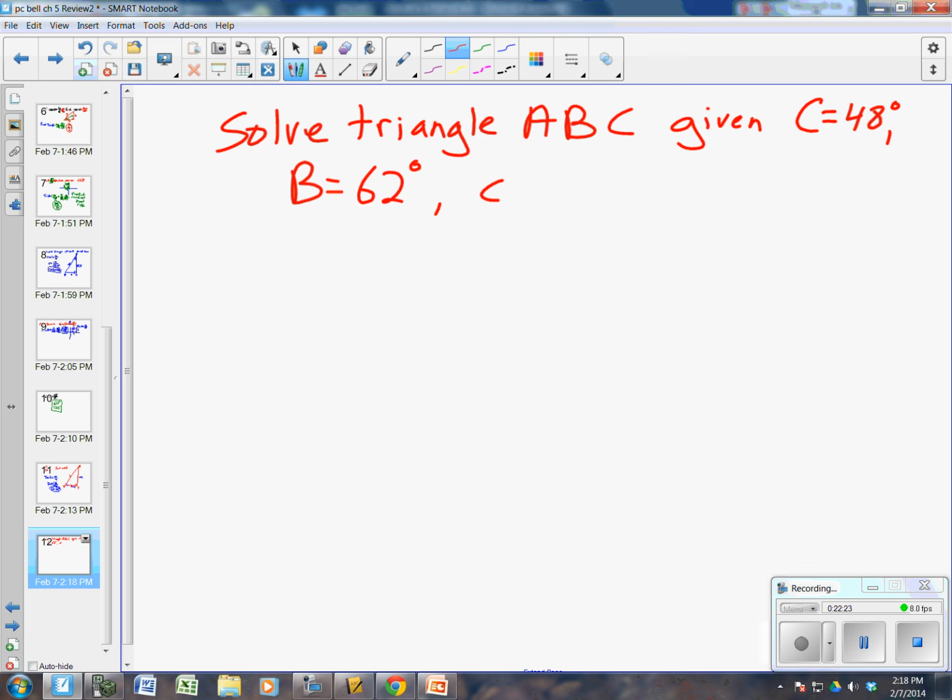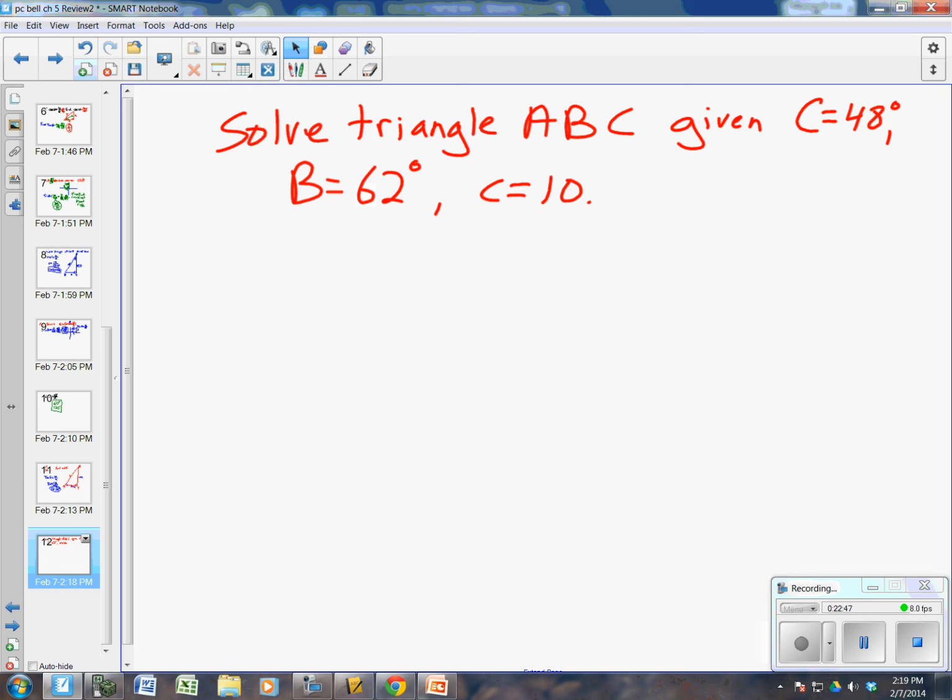And little c is 10. I want you to solve the triangle. Okay? Go. The question is, is this a right triangle? Can you tell by looking at this information whether it is or not? How can you tell?